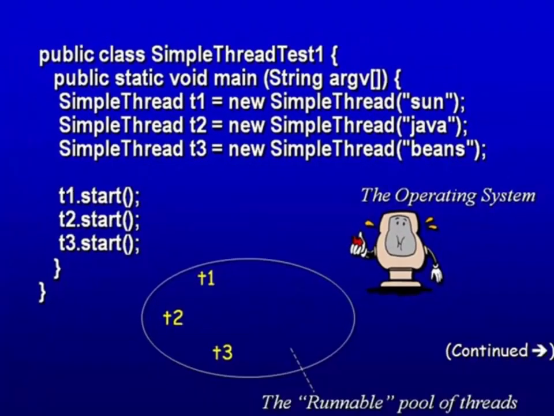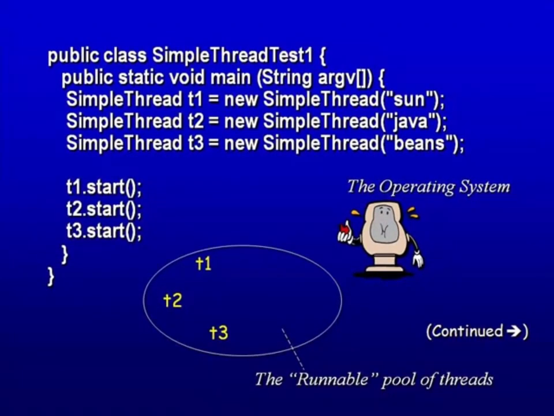So the issue here is we cannot predict when any one of these threads is going to run, when it's going to be interrupted, when the CPU is going to be given to another thread. We're in the uncertain land of multi-threading, which is both its beauty and its potential complexity.